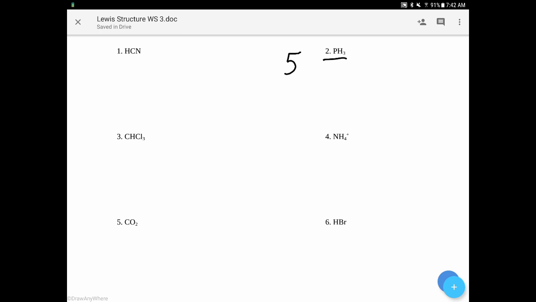So that means it has 5 valence electrons. H is in the first column, so that means it has 1 valence electron, but there are 3 of them, so we take 1 times 3 and we get 3. Then we add those together. We have a total of 8 valence electrons.